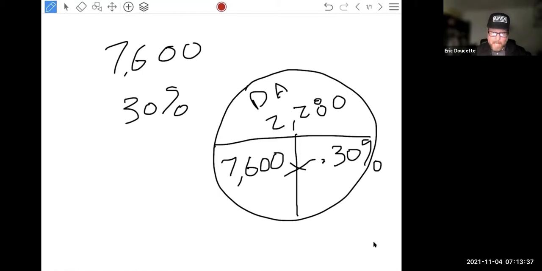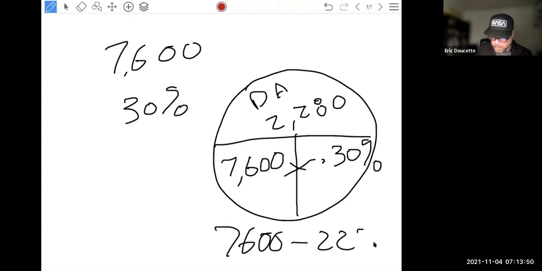If they wanted to ask you instead, what is the amount of the invoice now? There are two ways you can handle that. You could take the 7,600 and then minus the 2,280.